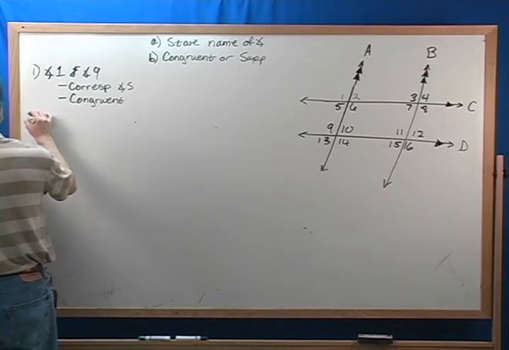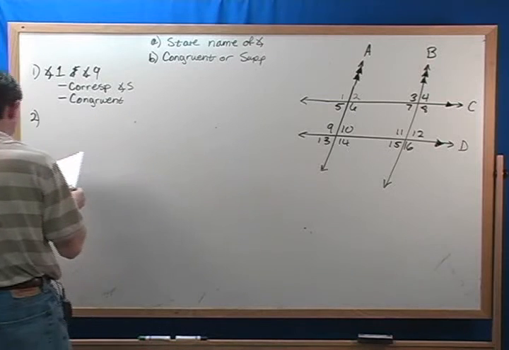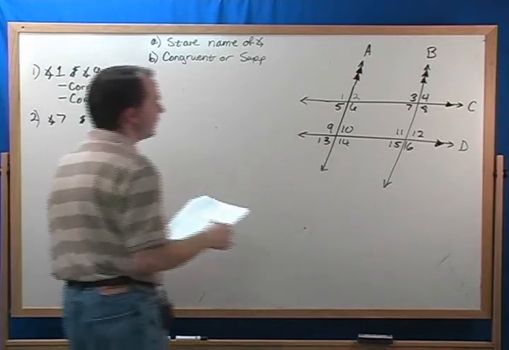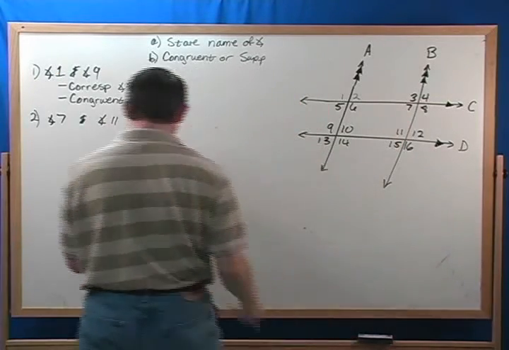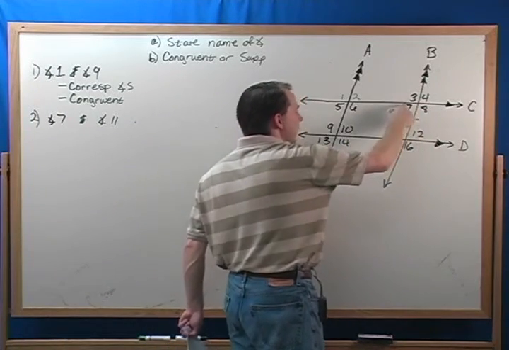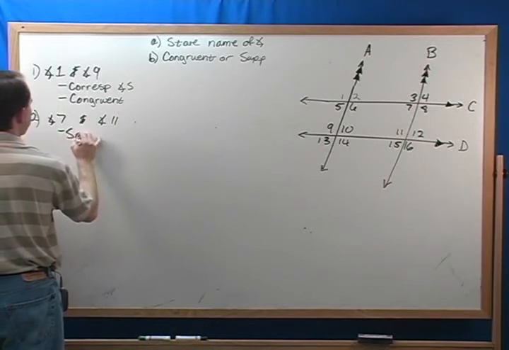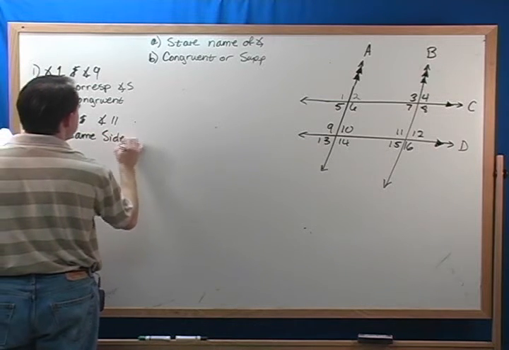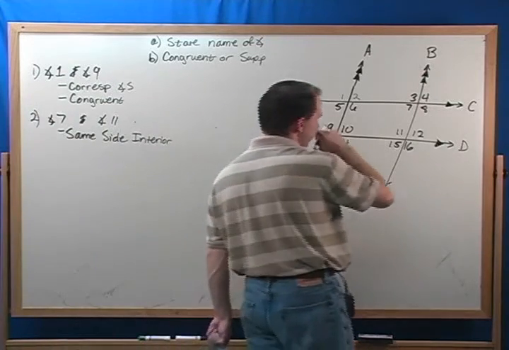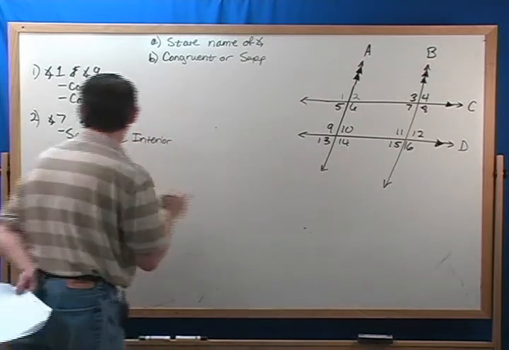Okay? Next problem. So these two were corresponding angles, and because of that, they were congruent. They were equal to one another. Okay. Angle 7 and angle 11. Here's angle 7, here's angle 11. What kind of angles are they? Well, they're both interior angles because they're interior to these two lines, and they're on the same side of the transversal here, so they're same side interior angles. So they're same side interior. Okay. Now, from your theorem back in the previous section, same side interior angles are supplementary, which means they add up to 180 degrees. So they're supplementary.